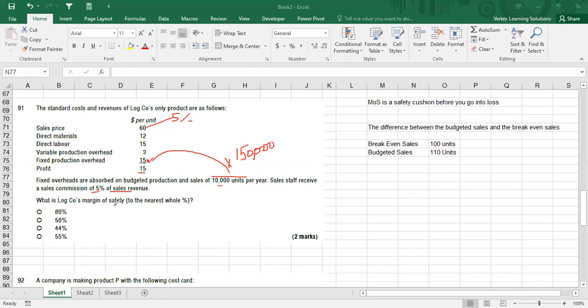That's a very huge thing. What is Log's margin of safety to the nearest whole number? By the way, I'm going away from the question. I will just tell you something from real life. Just stop your mind for 3 minutes from the question. 5% of sales revenue is very, very huge. In my personal opinion, I generally do not give this. 5% of sales revenue means what? If you have a sales revenue of 100, he will get $5.